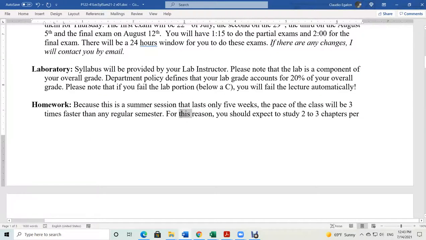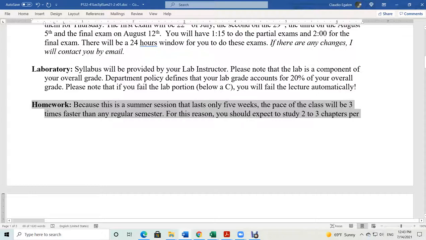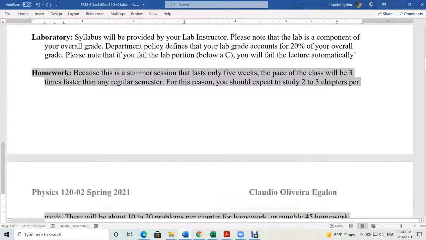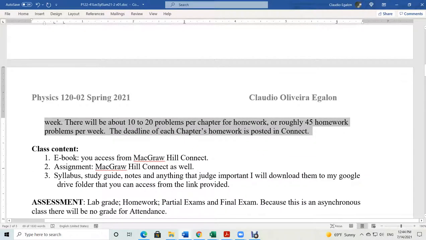Homework, because this is a summer session that lasts only 5 weeks, the pace of the class will be 3 times faster than any regular semester. A regular semester is 15 to 16 weeks in length. What we're doing here is only 5 weeks, so it's 3 times faster. You should expect to study 2 to 3 chapters per week. There will be about 10 to 20 problems per chapter for homework, roughly 45 homework problems per week.